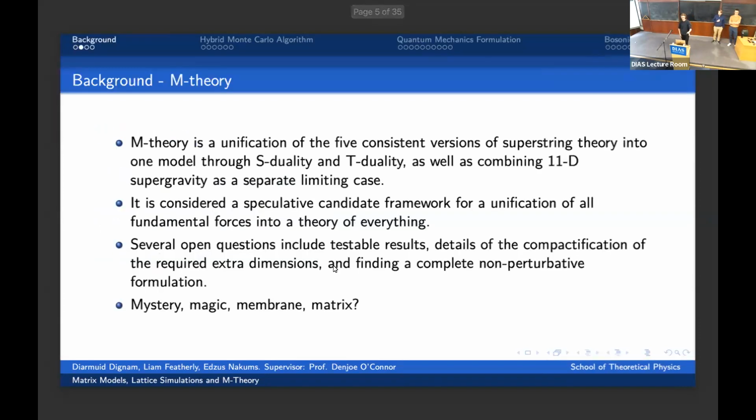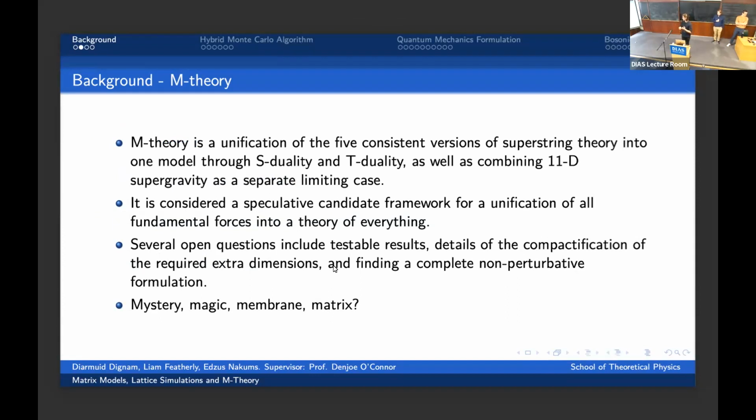So, a bit of background. We are pushed for time, so the bare bones of M-theory. You may have heard of it as a unification of the 5 consistent versions of superstring theory through different symmetries, as well as combining it with 11-dimensional supergravity as another kind of separate limiting case of it. It's considered an excellent candidate for a unification of all fundamental forces, but it does have several open questions. Most notably that we don't have a complete formulation of it outside the bounds of perturbation theory, which is why we don't know what the M stands for.